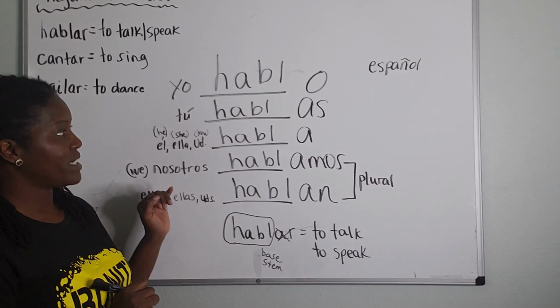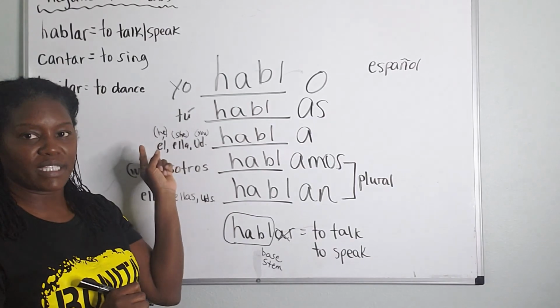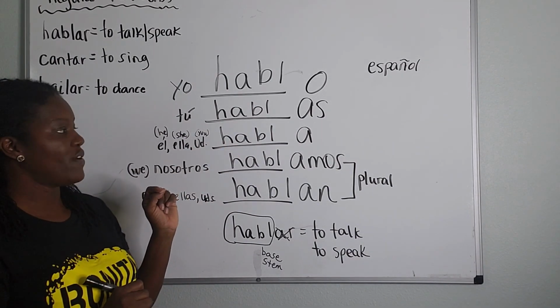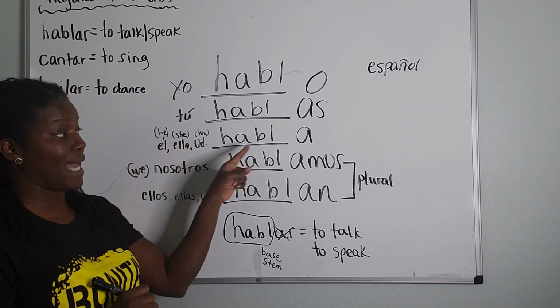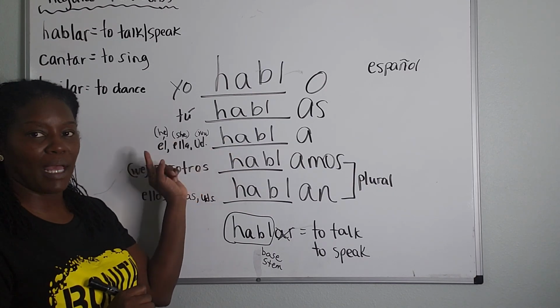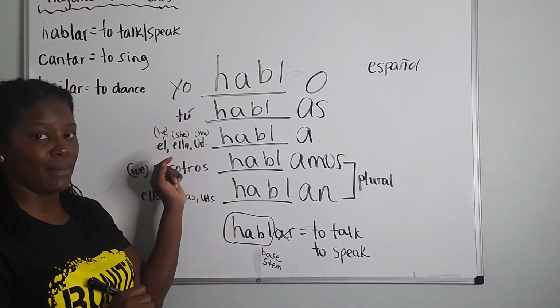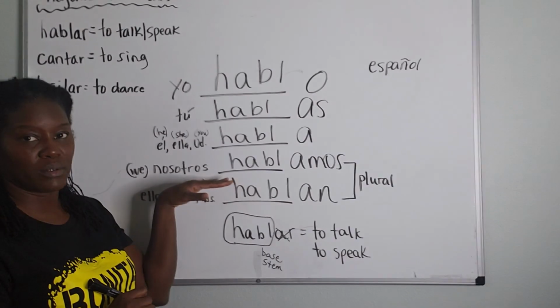So if I wanted to say I speak Spanish, I would say yo hablo español. If I wanted to say you speak Spanish, I would say tú hablas español. If I wanted to say he, she, or you speak Spanish formal you, or it, I would say habla. Ella habla, Lisa habla, Kim habla, Ray habla, Ahmad habla. Okay? Nosotros hablamos. That's we.